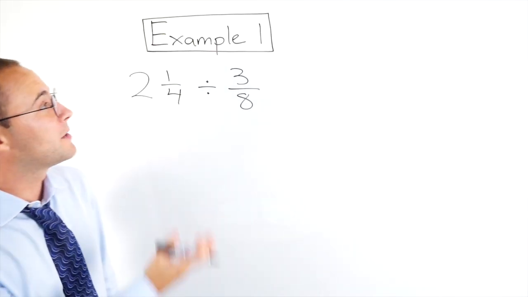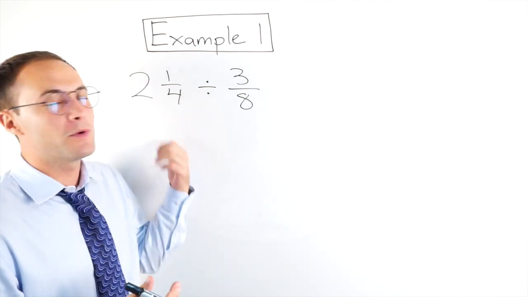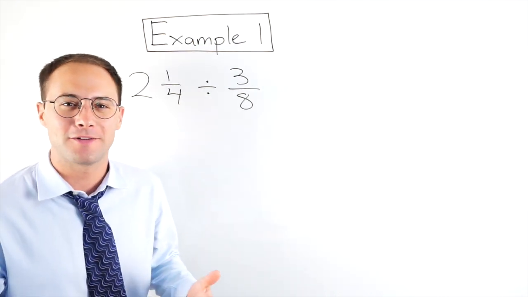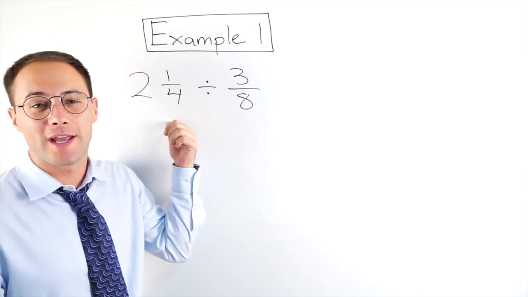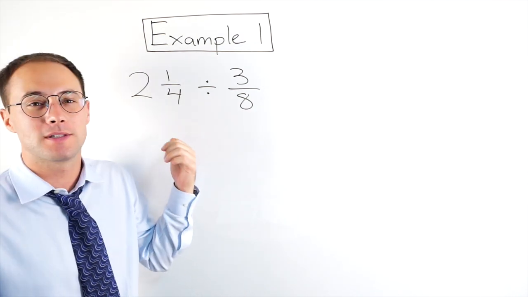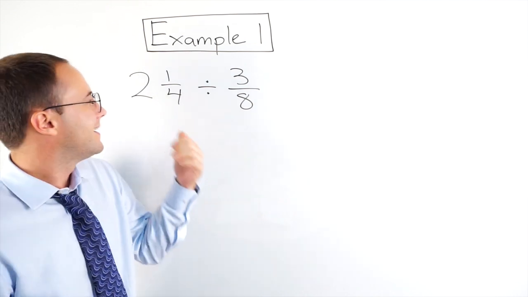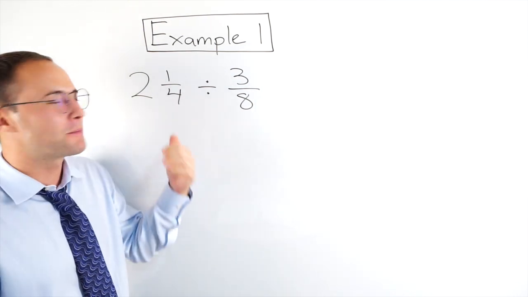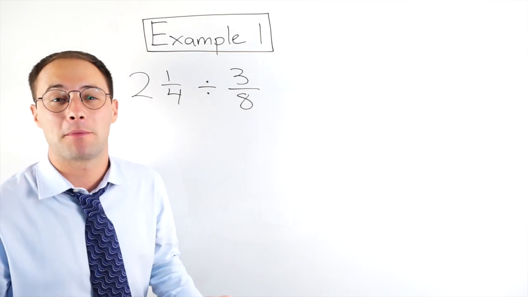Okay, let's get started with example one. 2 1/4 divided by 3/8. Now, dividing with mixed numbers is not a whole lot different than dividing with fractions. We already have multiplied with mixed numbers. And if you remember, the first step we did with that is to get rid of the mixed numbers. Mixed numbers are kind of hard to deal with. So our first step is just to make that an improper fraction.